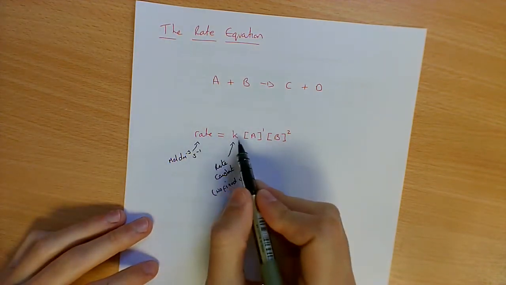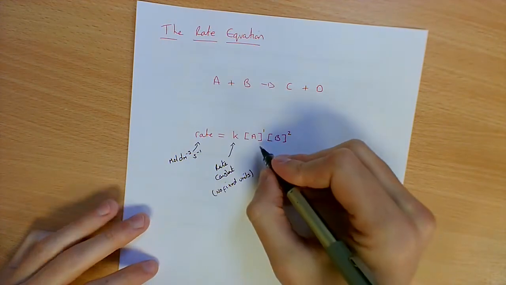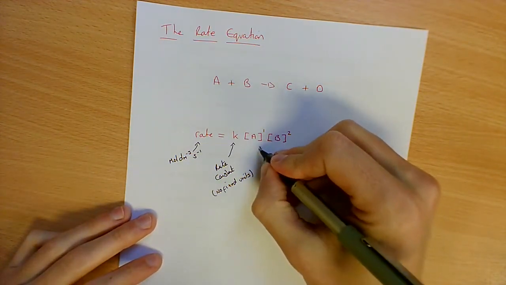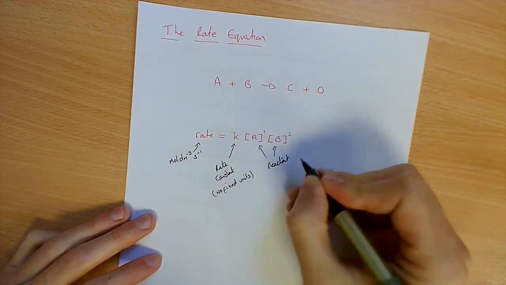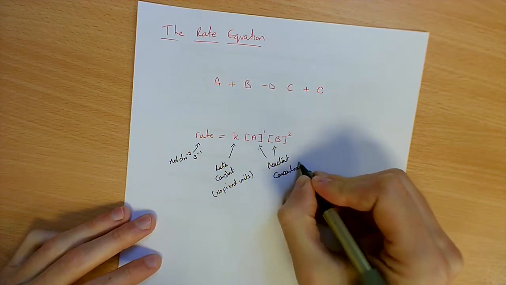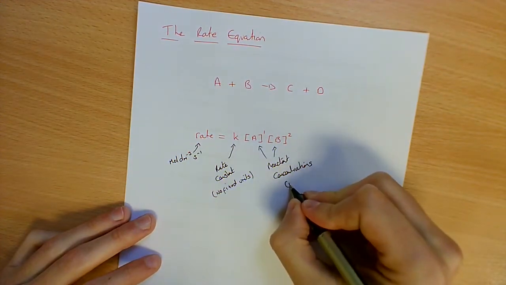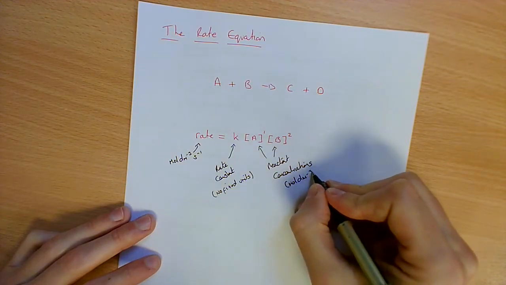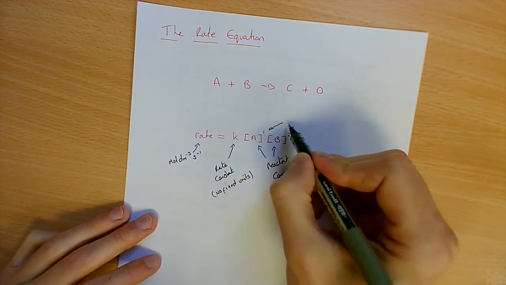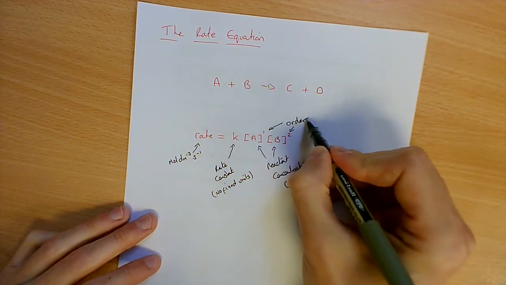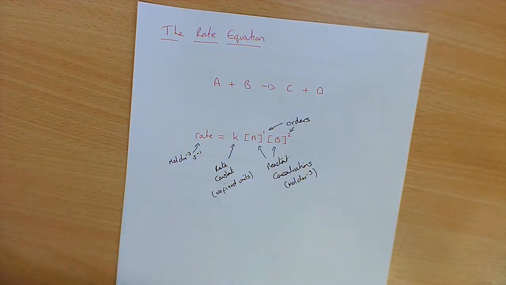So we have rate is equal to K, K being the rate constant, and then we have the concentration of our reactants, and obviously they're going to be in mole per decimeter cubed, and then raised to the power of their orders. So if you've got a rate equation, then you straight away know what order the reactants are just by looking at the power that they're raised to. If you're asked to construct the rate equation, then you need to know the order of the reactants.